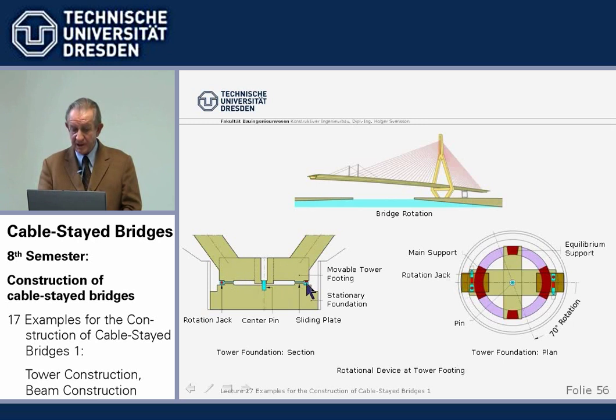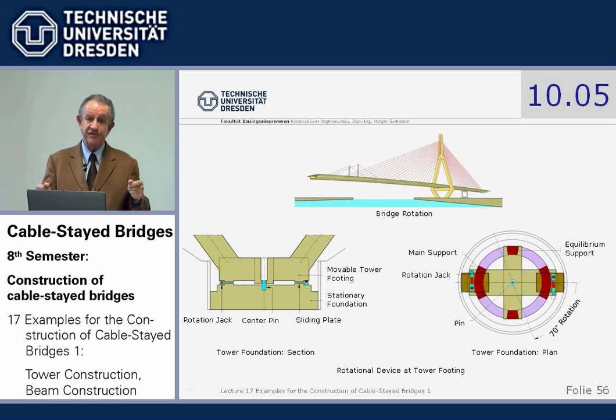We have sliding elements here and horizontal jacks which push it. Now, the sliding partners are normally Teflon, PTFE, polytetrafluoroethylene, and on the other hand, polished steel. That's what was found by Leonhard many, many years ago. It has about 4% friction. It's the same Teflon which is in your frying pan. It has the least friction factor with polished steel there is.